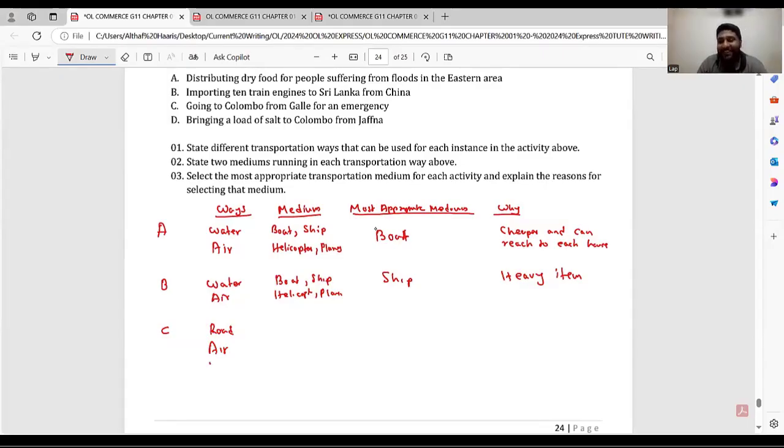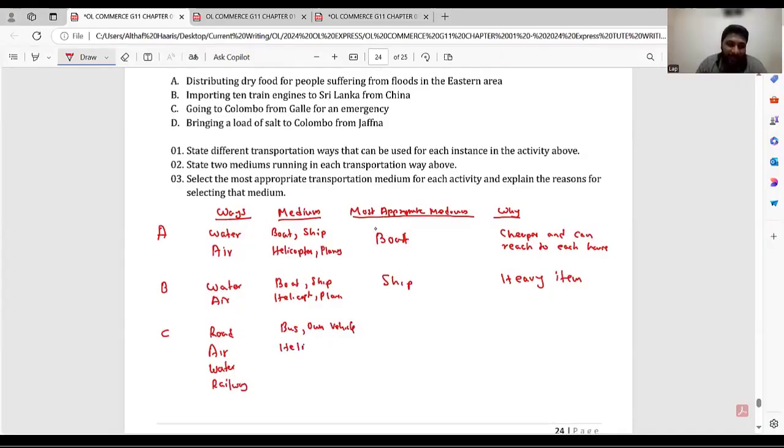Okay. Water. And railway. Everything is there. Railway. Road, you can use bus, own vehicle. Air would be helicopter. You can't take a plane, because you have to go from one airport to another airport. Galle doesn't have an airport. Water, boat. Railway, train.